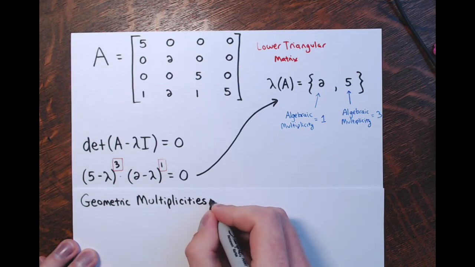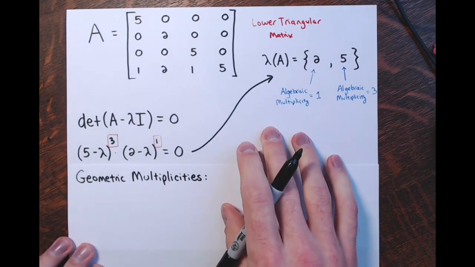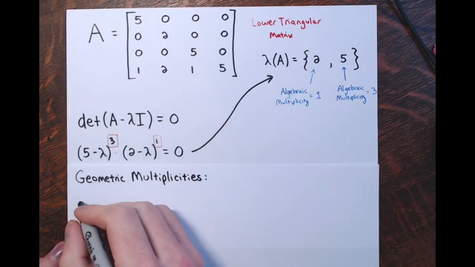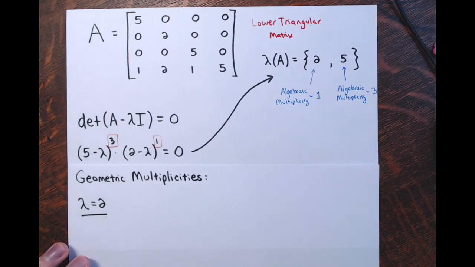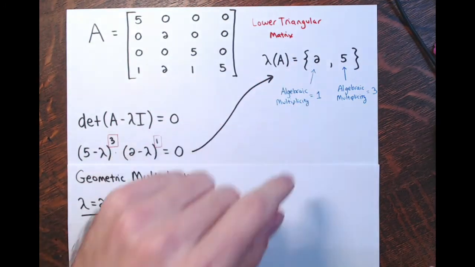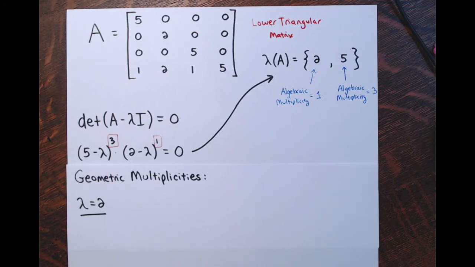Multiplicities. Okay. So I'll start with lambda equals 2. Now the algebraic multiplicity of lambda equals 2 is 1. And you saw in that theorem a minute ago, the geometric multiplicity is going to be less than or equal to the algebraic.